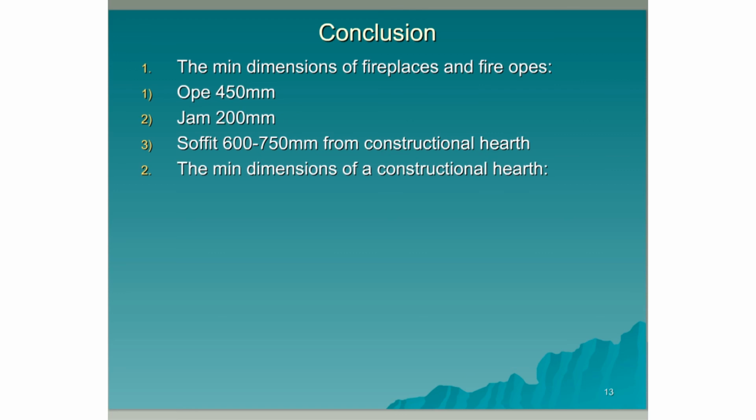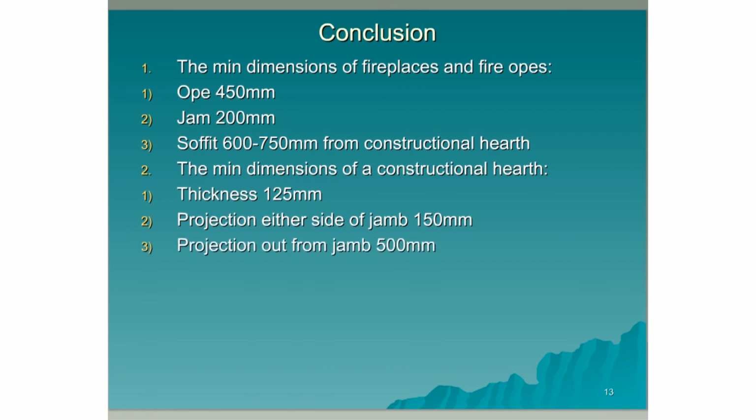The minimum dimensions of a constructional heart are: its thickness should be no less than 125 mm. It should project either side of the jamb by at least 150 millimeters, and it should project out into the room from the jamb at least 500 millimeters.